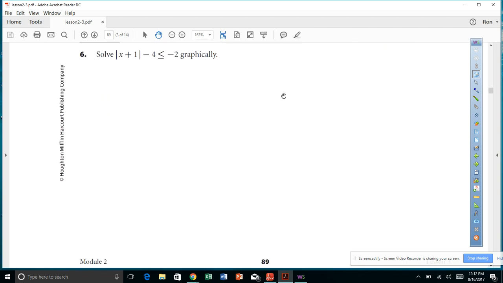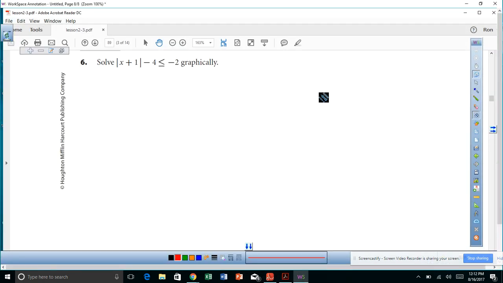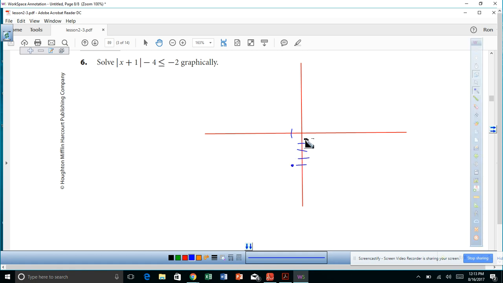Solve, your turn. Solve the absolute value of x plus 1 minus 4 is less than or equal to negative 2 graphically. So I guess what we need to do is let's draw us a graph here. Here's our y-axis. Here's our x-axis. And then, let's see, we've got negative 1, negative 4. So negative 1, negative 4. 1, 2, 3, 4. There's our vertex, okay?